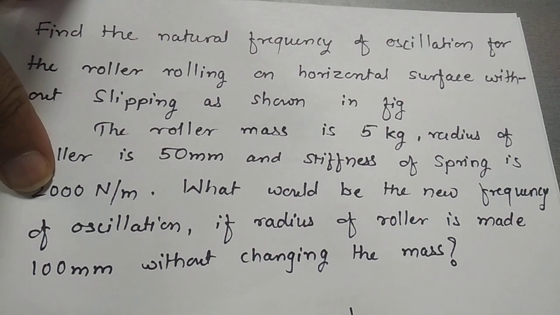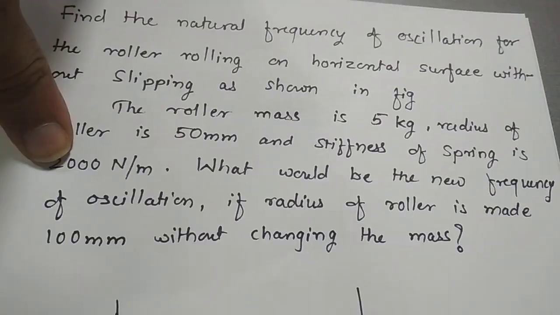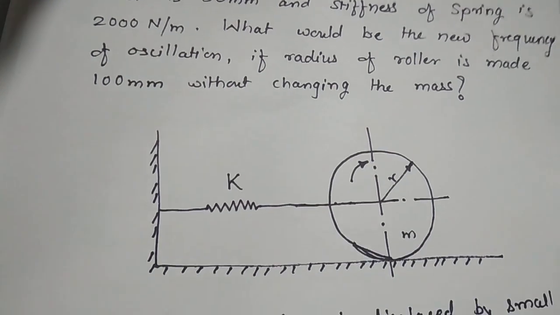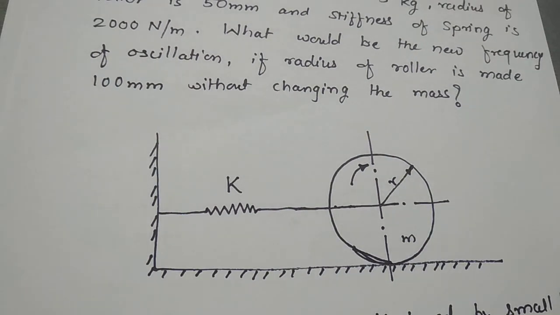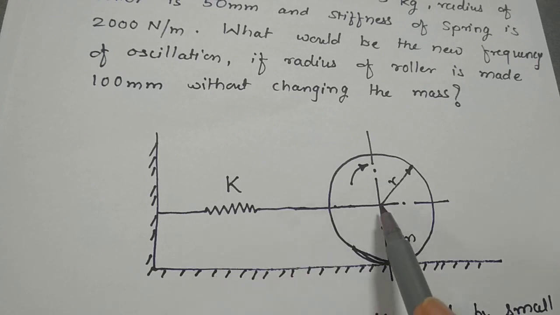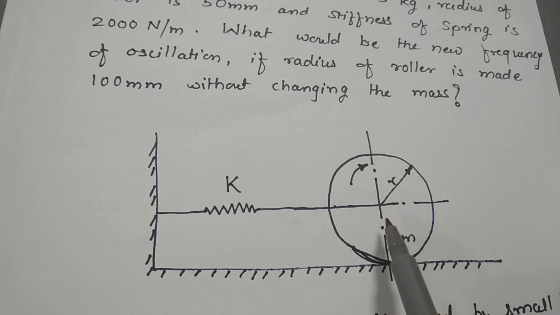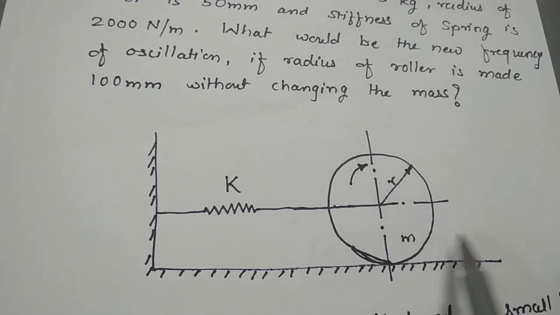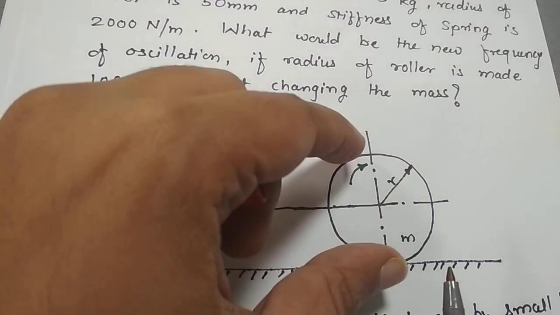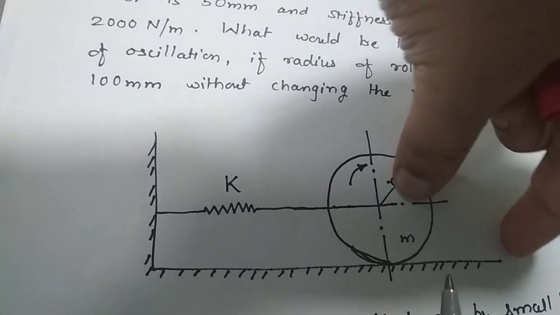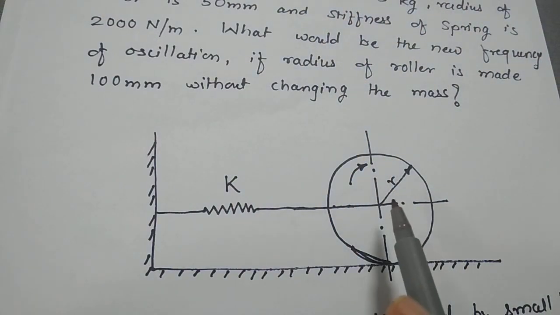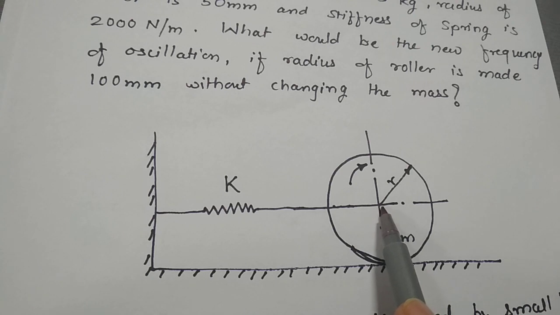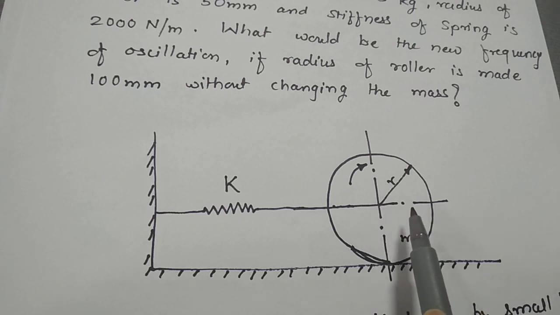Now we will see the system provided to us. The system is that here the spring is attached at the center of the roller, and this roller will roll in a positive direction. Means when this roller gets rotated, its center will also move linearly. Means there are two motions.